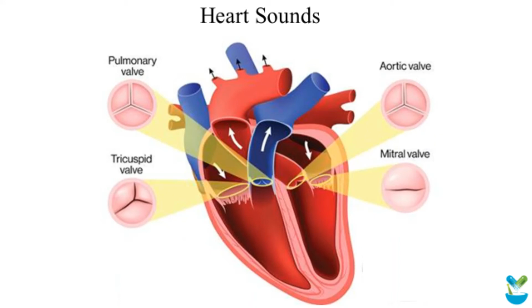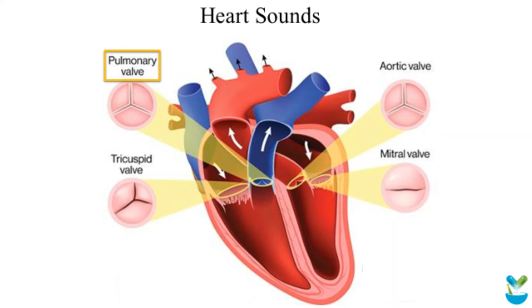As you can clearly see, there are 4 valves present in the heart. Valves are like a device for controlling the flow of blood in only one direction. There is a tricuspid valve between right atrium and right ventricle. Tricuspid means 3 flaps. Bicuspid or mitral valve is present between left atrium and left ventricle.